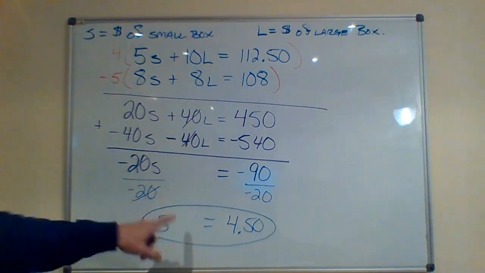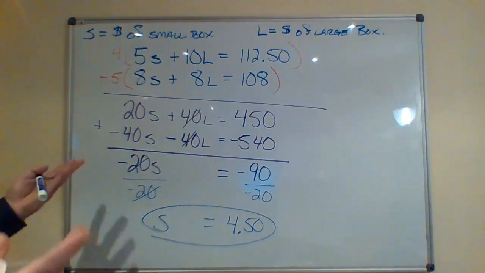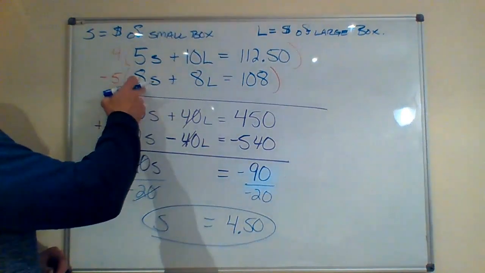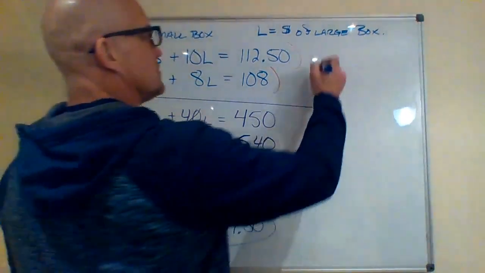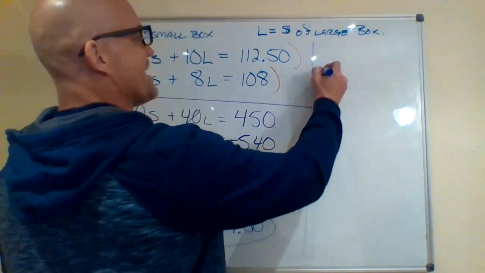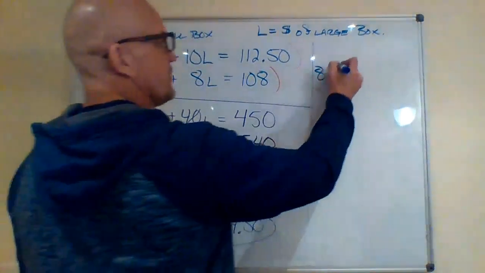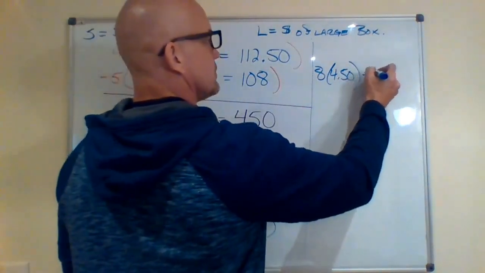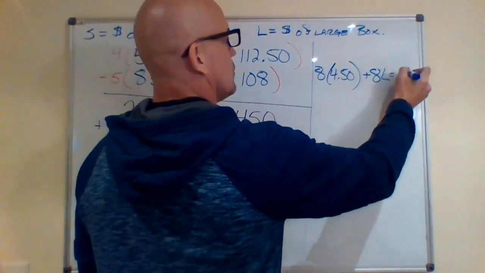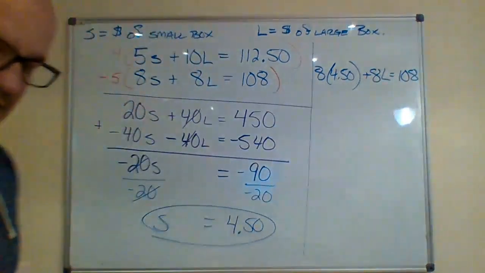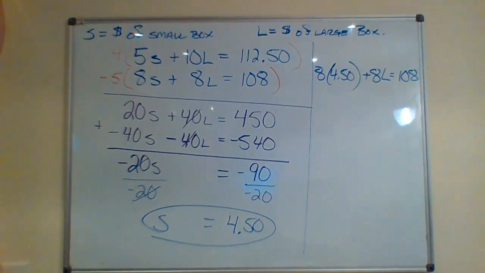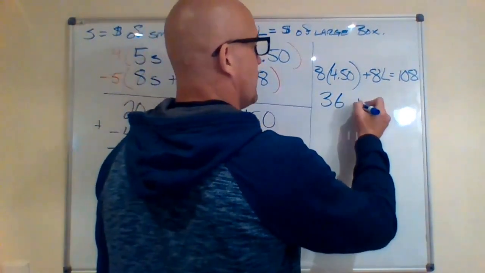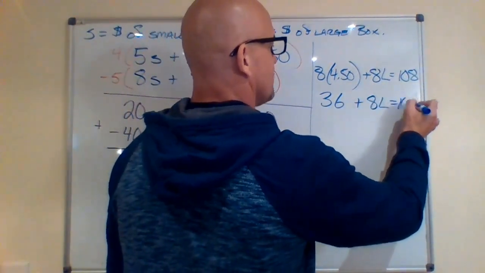Then to find L, I will take S and plug it into one of those equations. Either one, I don't know if either one's easier than the other. I'm going to go to this guy just because they're both 8. So this becomes 8S. Now it becomes 8 times 4.50 plus 8L. It's going to equal 108. So 8 times 4.50 would be 36. 36 plus 8L equals 108.